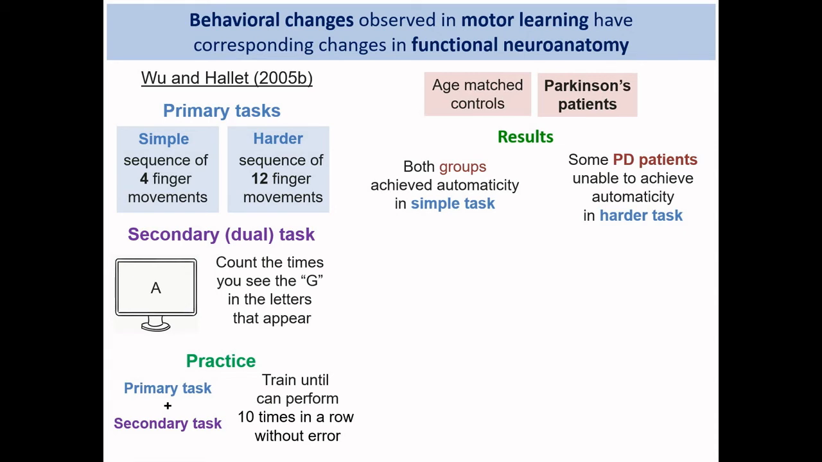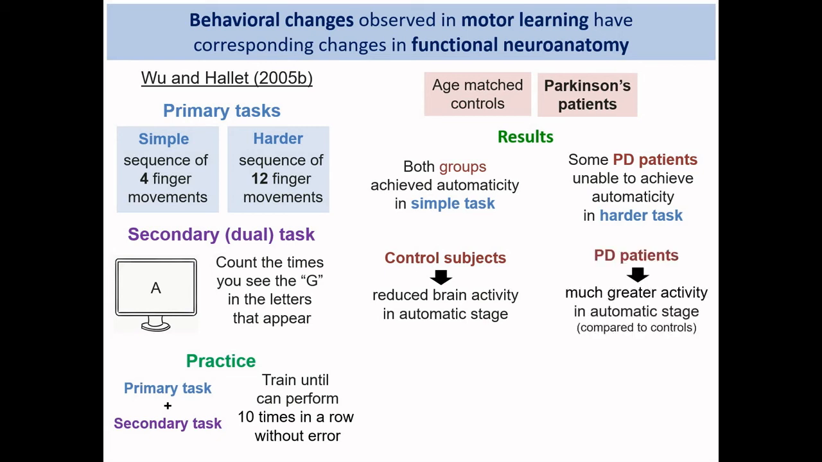What we're learning here is that some Parkinson's patients will find it very challenging to learn to perform a more challenging task automatically. For the age-matched control subjects, reduced brain activity was again seen when they were performing the task automatically. In contrast, the participants in the Parkinson's disease group showed much greater brain activity compared to the control group during the automatic stage.